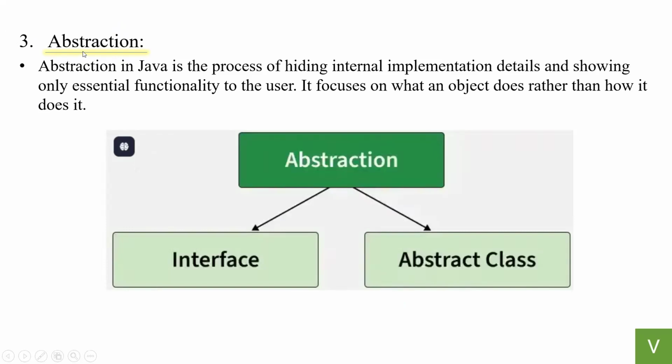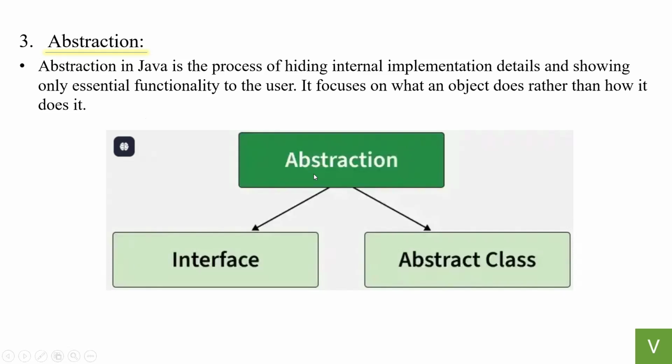So let us see the basic concepts. First, let us see abstraction. Abstraction in Java is the process of hiding the internal details and showing only essential functionality to the users. It focuses on what an object does rather than how it does it. For example, let us consider we are using the Amazon app. While using the Amazon app, we can buy products. But we don't know the internal functionality of how a particular process works while using that app. So this process is known as abstraction.